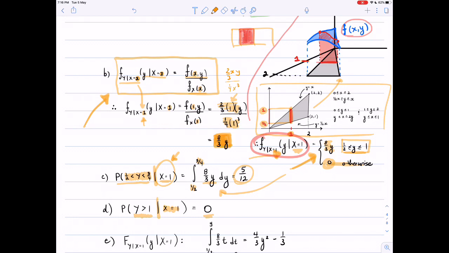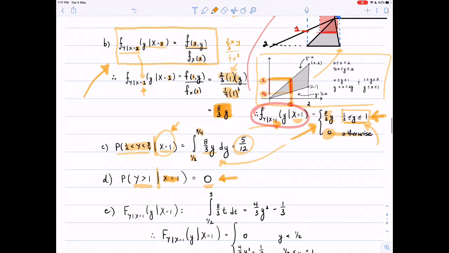So that is to underscore that this appropriate support is crucial. I mean, you can also see it on the graph here, right? When x is 1, y does not go above 1. So in this restricted case, the probability is 0. Getting that support right is crucial.